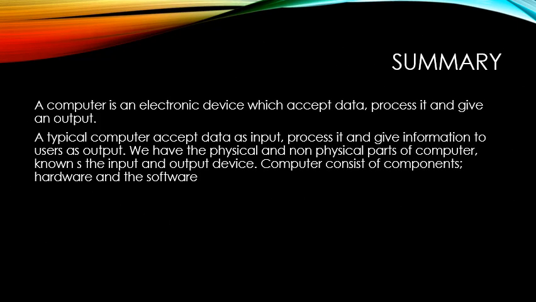A computer is an electronic device. This is the summary of everything we've been saying. A computer is an electronic device which accepts data, processes it, and gives out an output. A typical computer accepts data as inputs, processes it, and gives information to users as outputs. There are physical and non-physical parts of a computer, known as the input and output devices. Computer consists of components which are hardware and software.